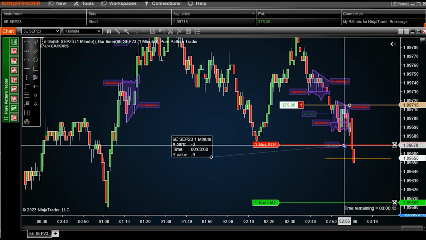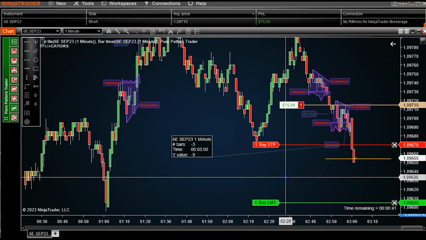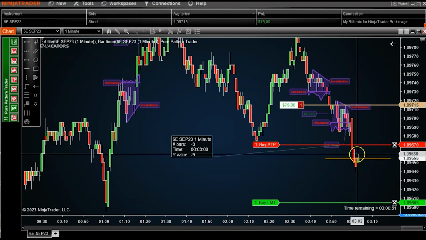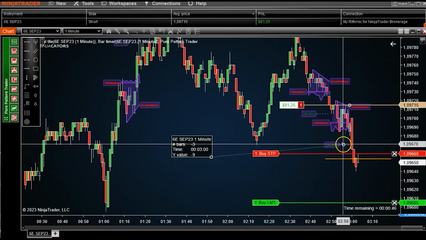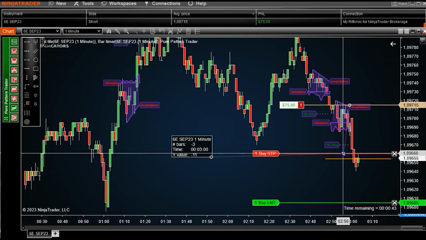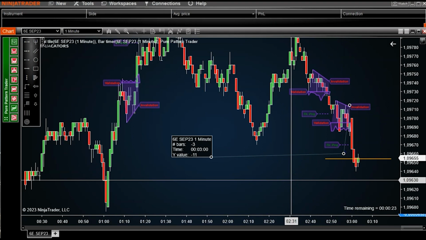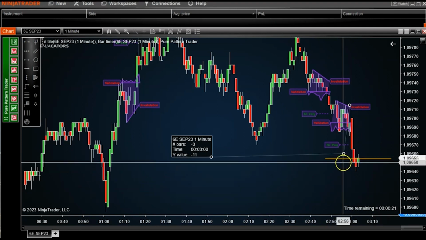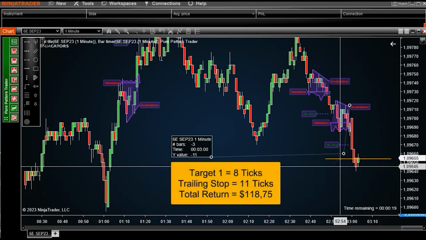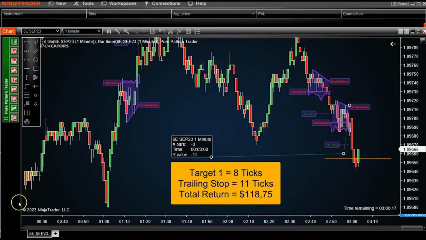So aggressively trailing down to the downside to lock in more profit. Right, and we can see on the next candle, price even continued lower, also closed below the previous candle, and I did the same thing. I trailed my stop to a tick above that candle's high, locking in another 11 ticks in profit, and soon after got stopped out. So I managed to book 8 ticks on that first target and 11 ticks on the second, for a total return of $118.75, obviously minus brokerage commission.